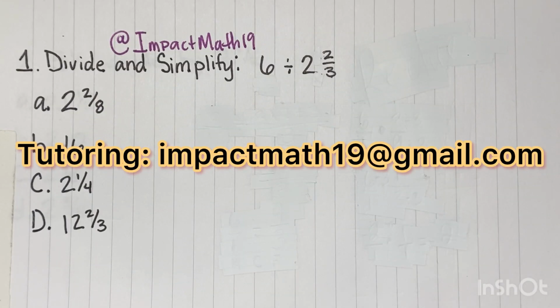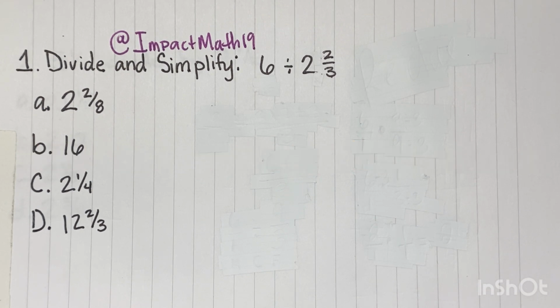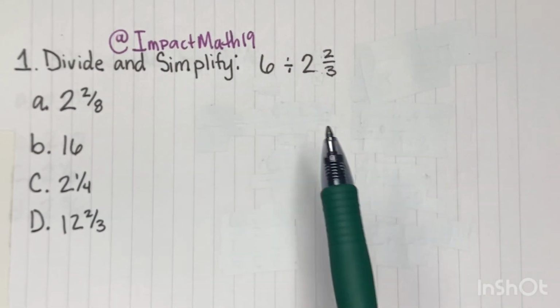Alrighty, we have some dividing fractions for the HESI test, okay? So it says divide and simplify 6 divided by 2 and 2/3. So the very first step that we want to do is change this mixed number into an improper.